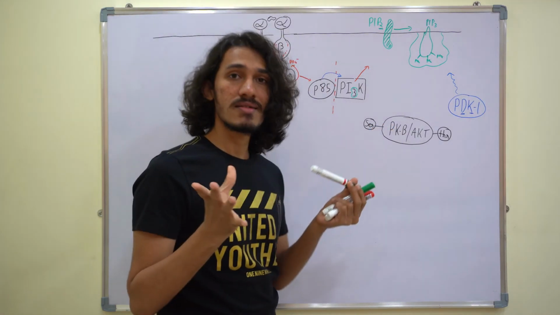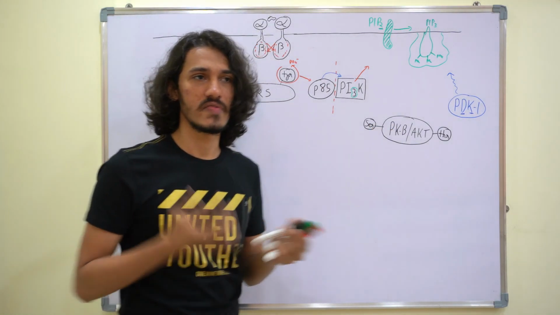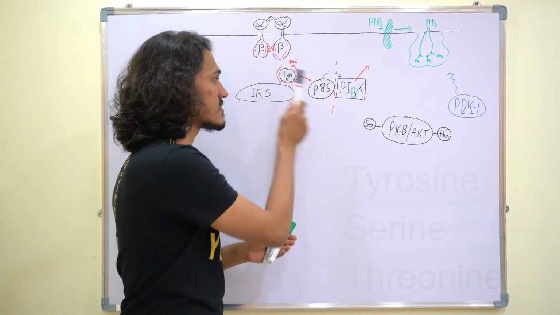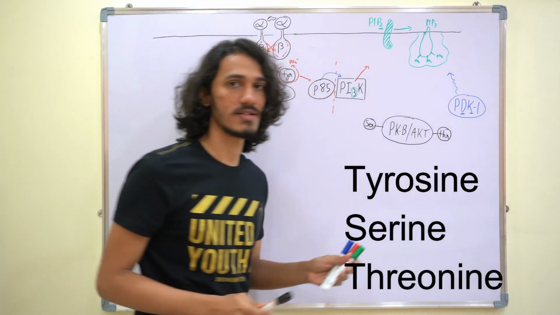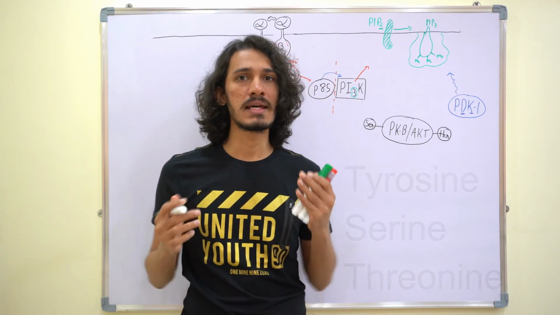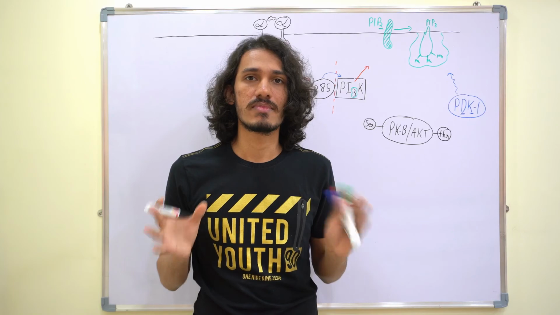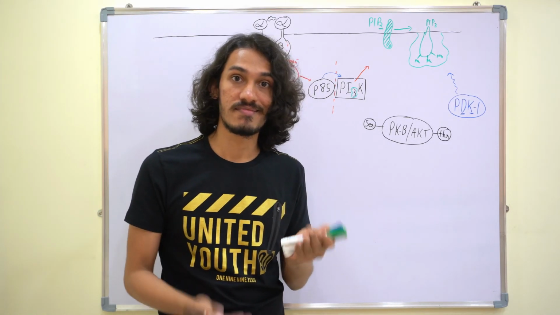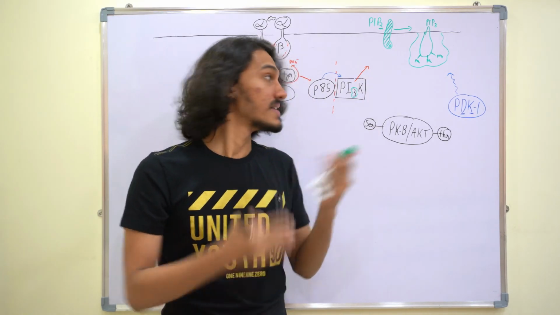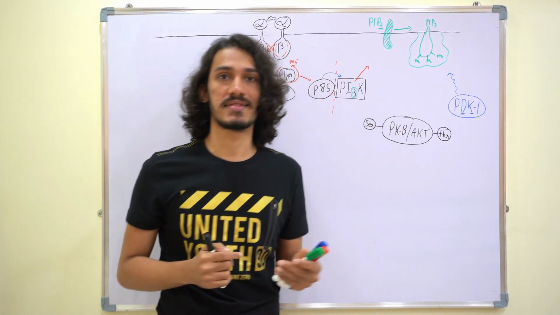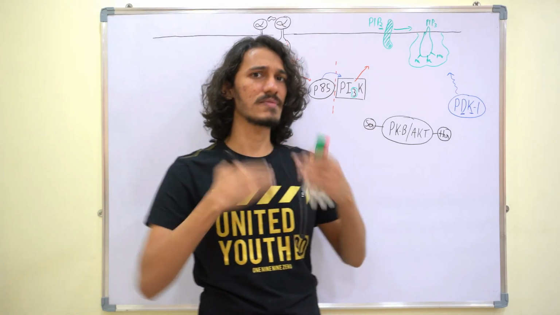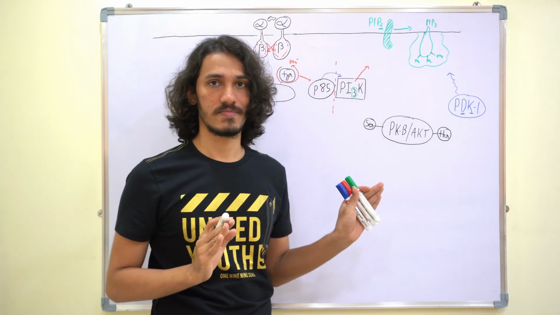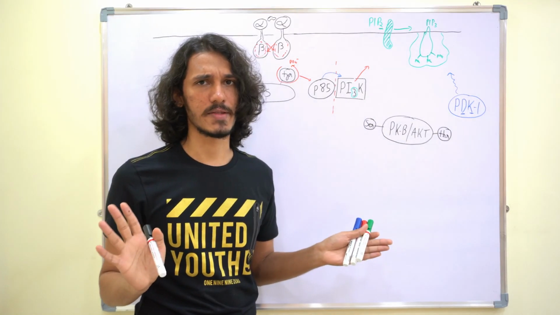So this is another important concept that you should understand. When we talk about intracellular signaling, tyrosine, serine, threonine. These are three important amino acids which play important role in intracellular signaling. There are tyrosine kinase associated. There is serine threonine kinase. So apart from that, there are phosphatases also. But for now, these three are very important in intracellular signaling pathways.